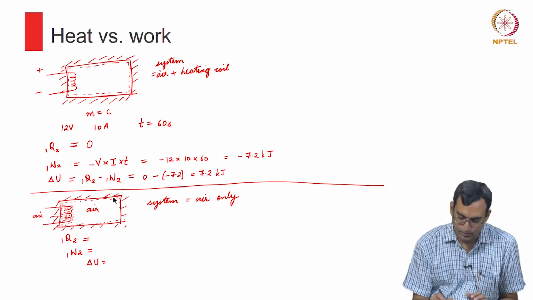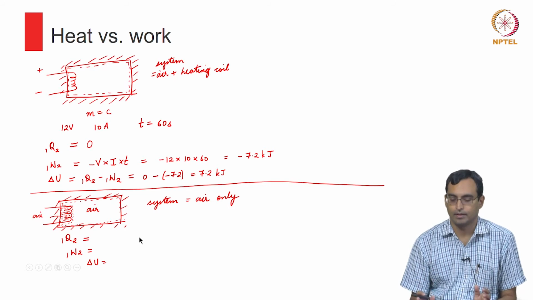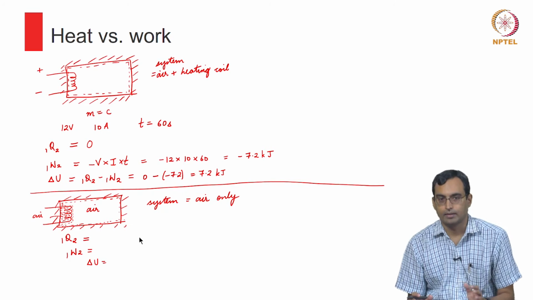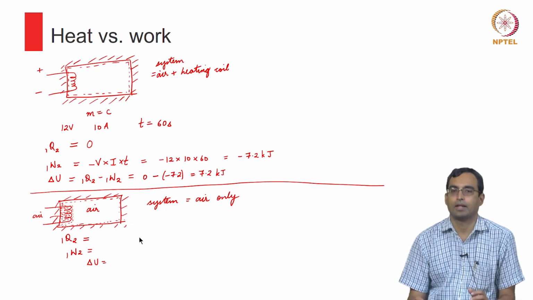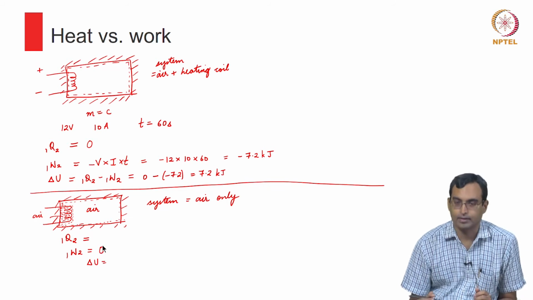Now, if I look at the work done for my system, the system is rigid, there are no moving boundaries, so there is no displacement work. There is nothing flowing through it, there is no flow work, there is no shaft, there is no electrical or mechanical work. So, the work interaction for my system now is essentially 0.